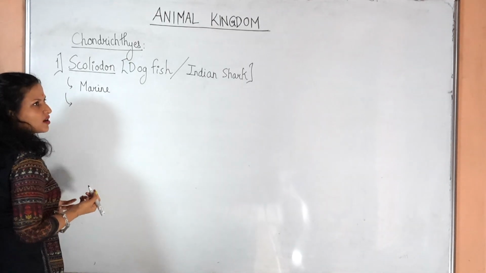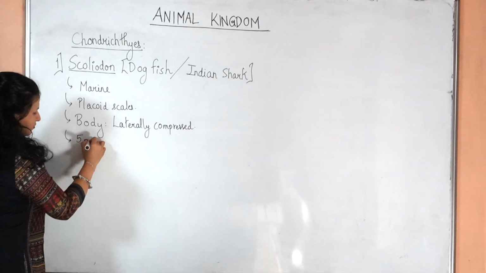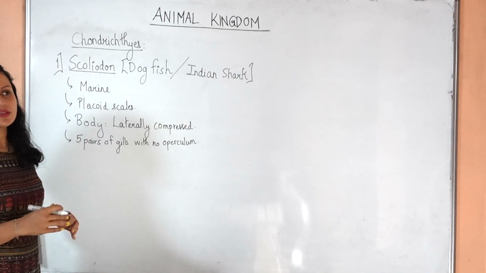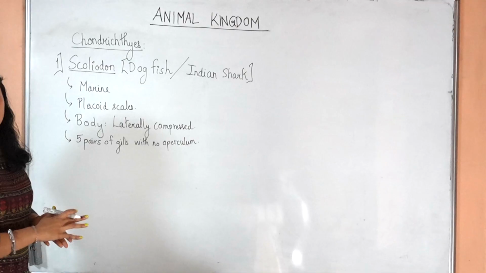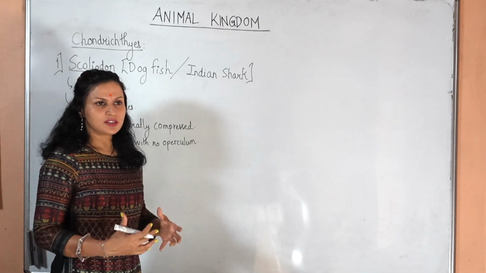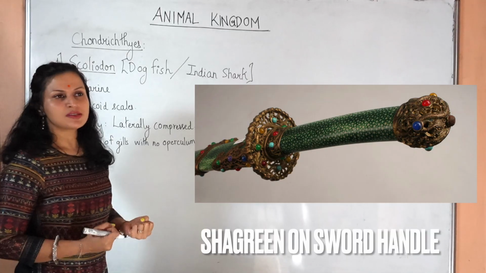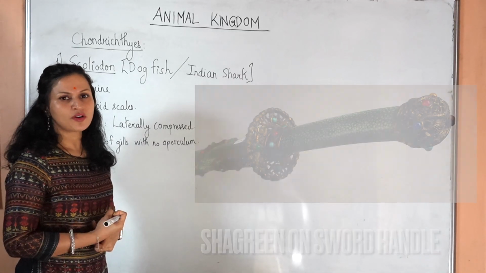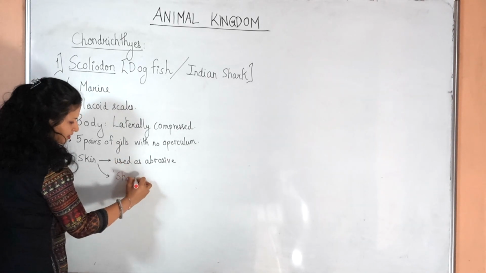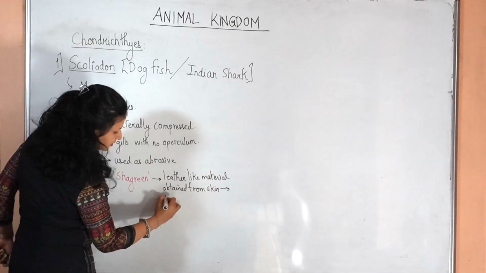So these will have all the features common to cartilaginous fishes, like they are marine, they have placoid scales, etc. Body of the sharks is laterally compressed. It has 5 pairs of gills with no operculum. Its skin is covered by the placoid scales, right? Its skin is used as an abrasive, like a sandpaper, for polishing purposes. A leather-like material is obtained from its skin after giving it a proper processing. This leather-like material is called shagreen. It is used for decorative purposes, like decorating the handles of a sword, then furniture, etc. Skin used as abrasive. Shagreen is the leather-like material obtained from skin. It's used for decorative purposes.